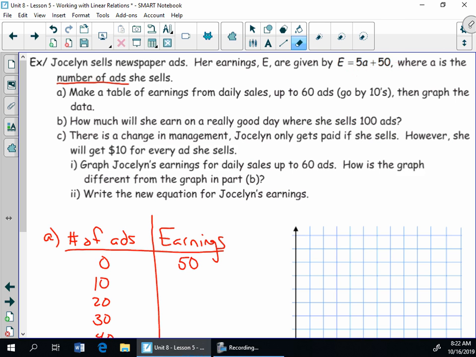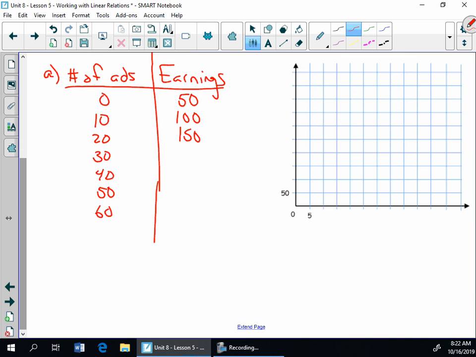Okay. What if she sells 10 ads? Well, that's going to be 5 times 10 plus 50, which is 50 plus 50, which makes 100. Yeah, how about 20 ads? 5 times 20 plus 50. Well, that's 100 plus 50. That makes 150. There seems to be a pattern here. Kind of our big idea, right? It's going up by 50 each time. So we know what the next one's going to be. And the next one. And the next one. And the next one. Okay, let's graph it.